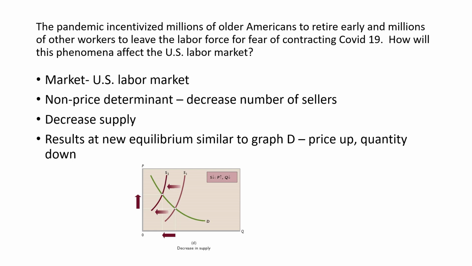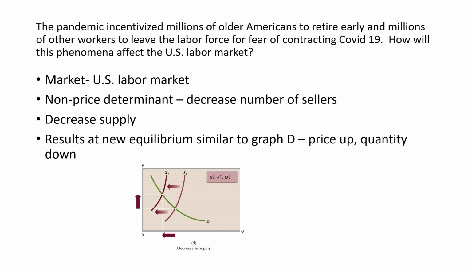The non-price determinant, remember, in a market for labor, the buyers, downward sloping demand, are businesses, and supply, upward sloping supply, sellers, that is households. So the non-price determinant is a decrease in the number of sellers. Fewer individuals are willing to sell their labor in the labor market. That will lead to a decrease in supply, similar to graph D on our 4 graph examples. Leftward shift of the supply curve.